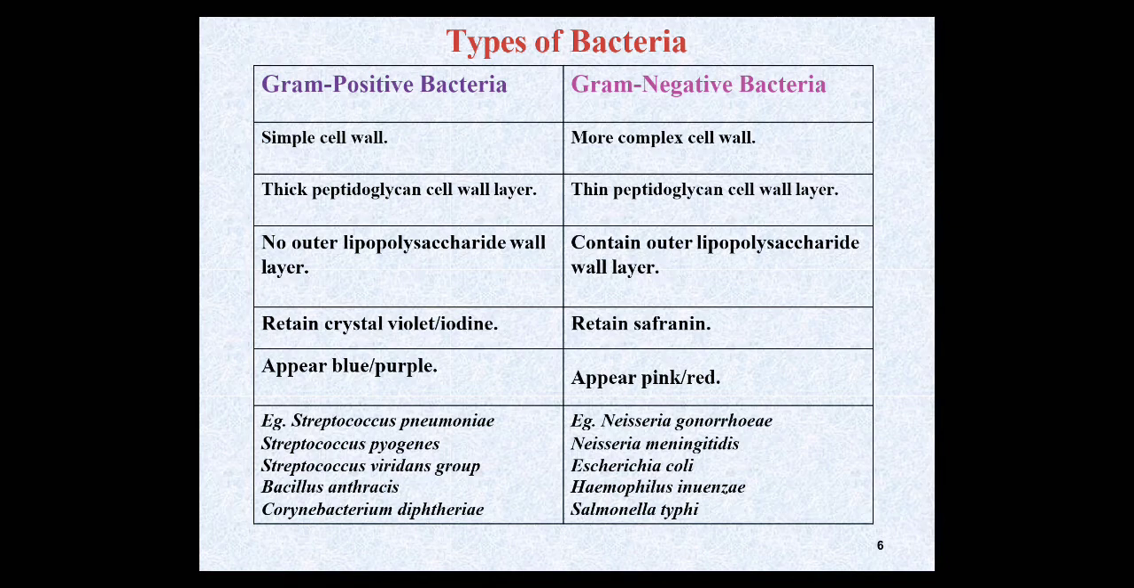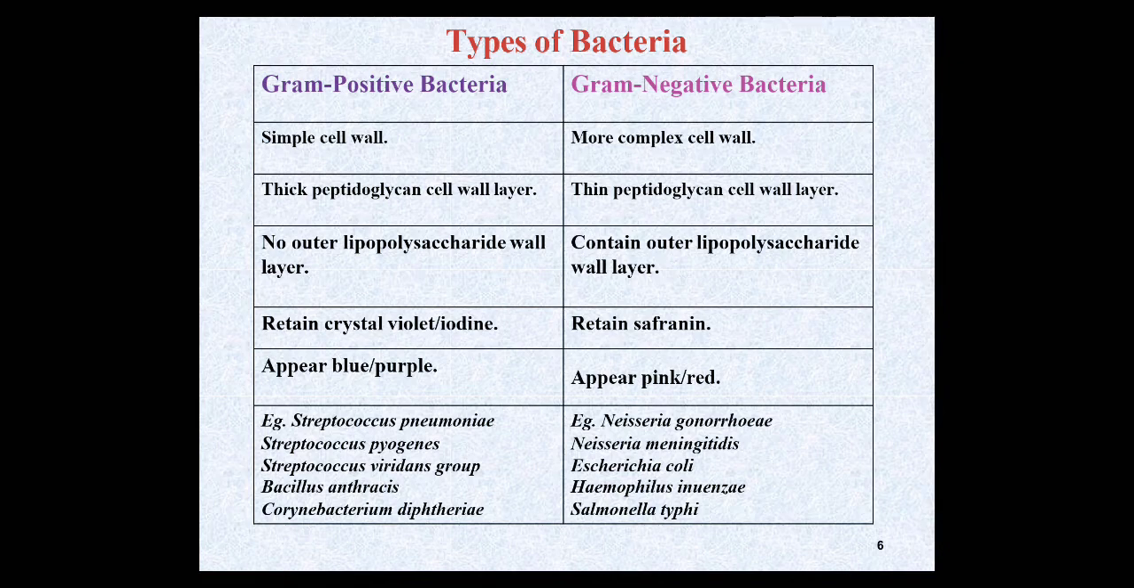After this we'll see the examples of gram positive bacteria. First example is Streptococcus pneumoniae, which causes pneumonia infection in human beings. Next is Streptococcus pyogenes. Pyogenes means what? It increases the fever after inoculation or after going into the human body. Streptococcus viridans group. Next is Bacillus anthracis; anthracis causes anthrax. Next, Corynebacterium diphtheriae. So these are the examples of gram positive bacteria.